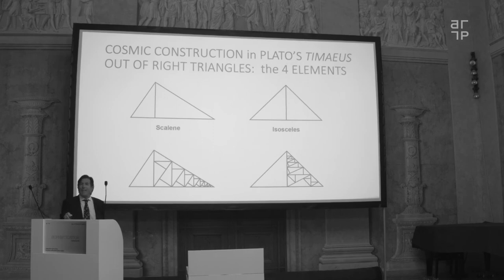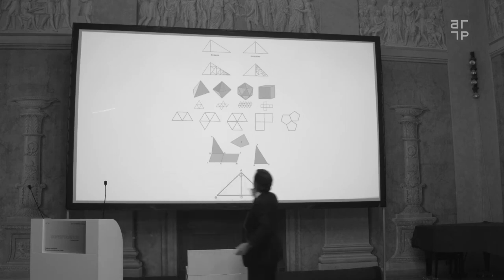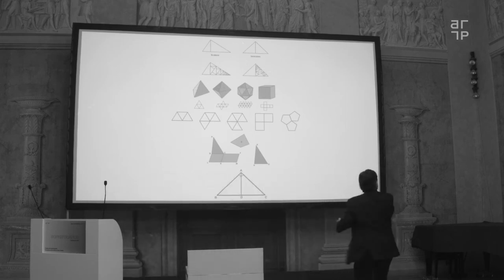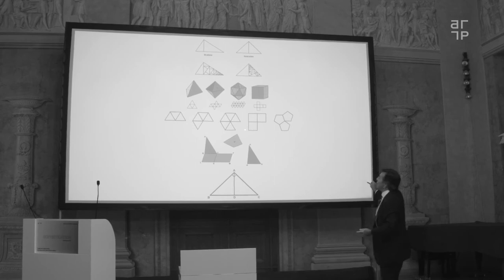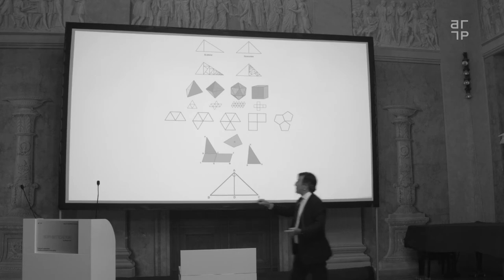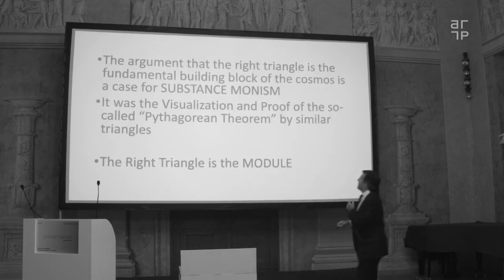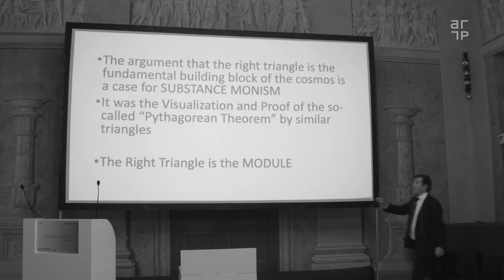And so now, we're back to where I started. This is the end of that story. We're back to now the construction of the cosmos out of right triangles. And just to remind you, this is the story. We started here in the 4th century to look backwards. It led to the regular solids. But it was based on the systasis, the construction of them simply by Pythagoras, the application of areas, the transformation of each of the forms from triangles into all the other shapes. And that is from the Pythagorean theorem that showed that the right triangle was the fundamental geometrical figure. So the argument that the right triangle is the fundamental building block of the cosmos is the case for substance monism. It was the visualization and proof of the so-called Pythagorean theorem by similar triangles. The right triangle is the module.